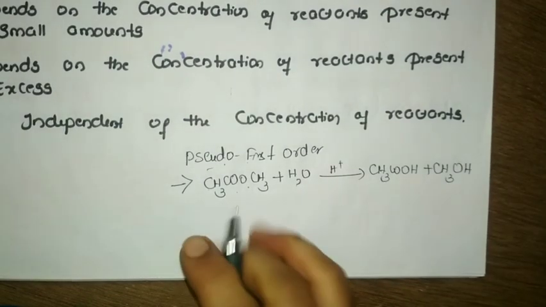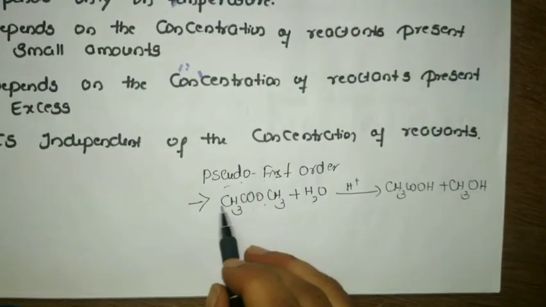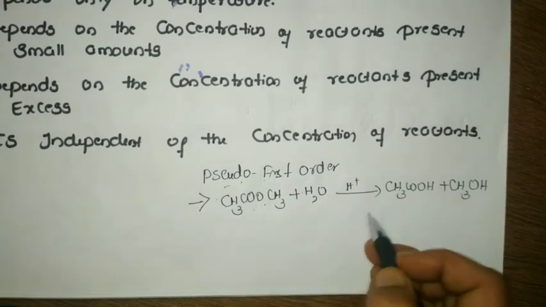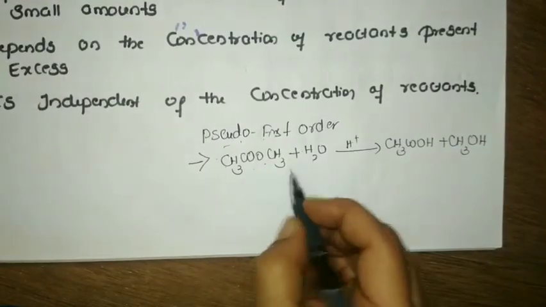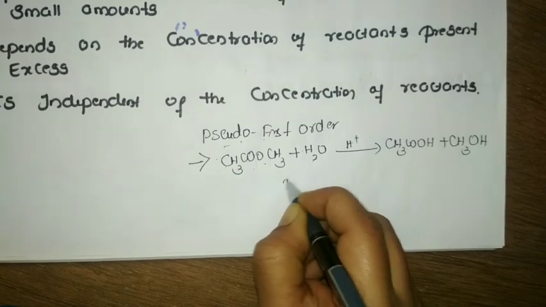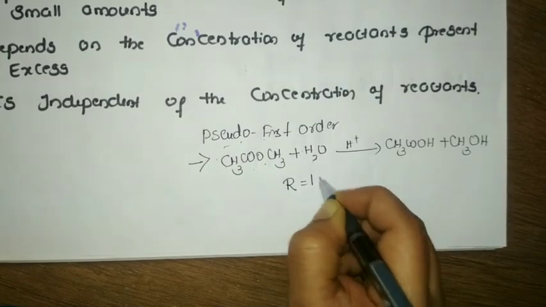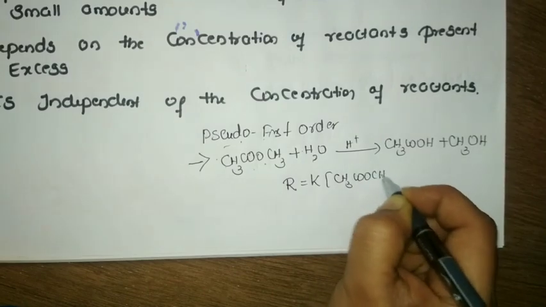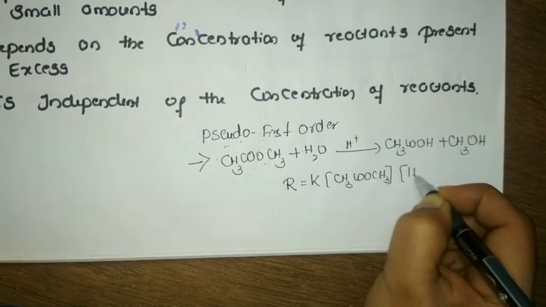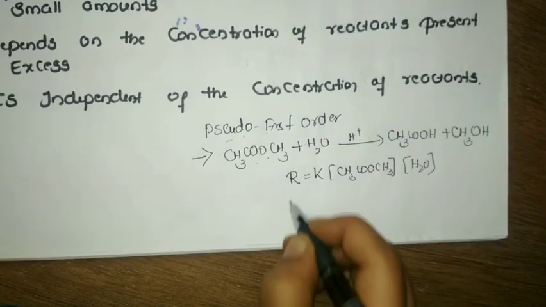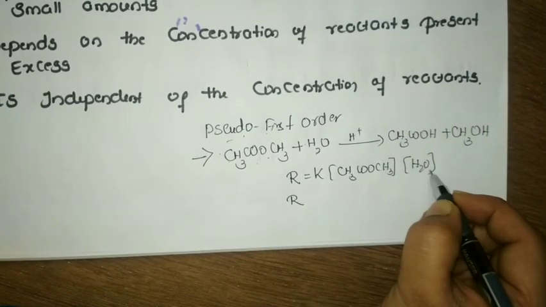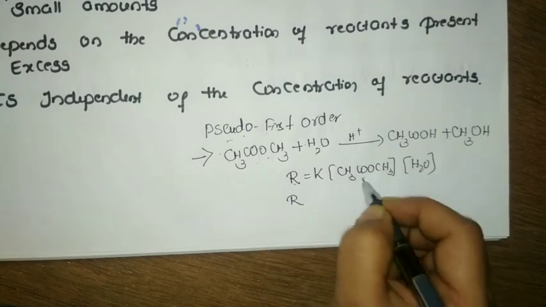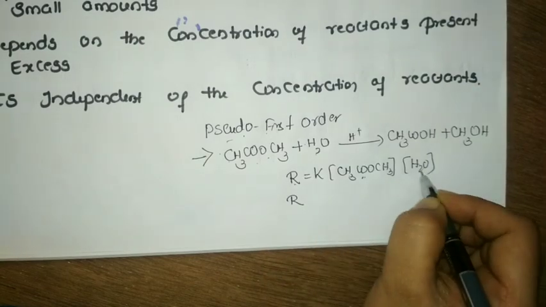Okay. So the molecularity here is 2: 1 mole of methyl acetate and 1 mole of water. The molecularity is 2. But what happens? If I try to write a rate equation, R is equal to K into the concentration of methyl acetate into the concentration of water. So, according to this rate equation, the rate of the reaction depends on the concentration of methyl acetate as well as water.